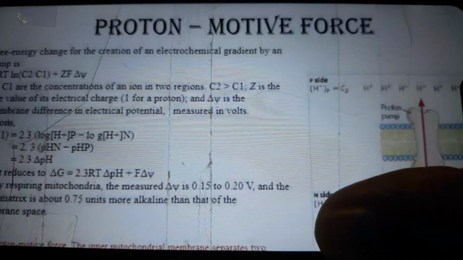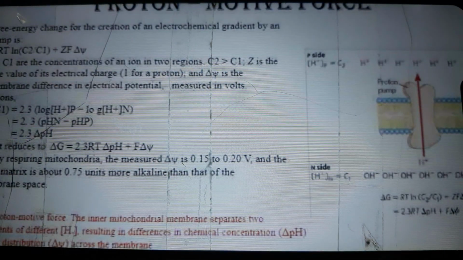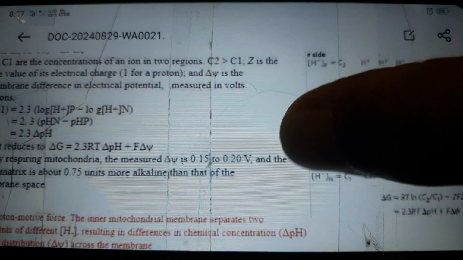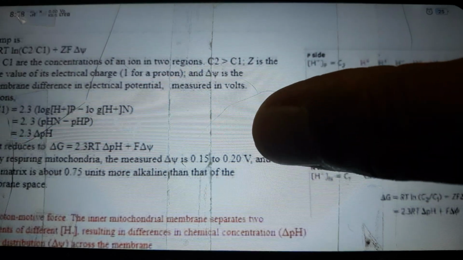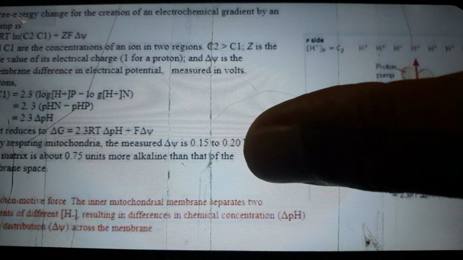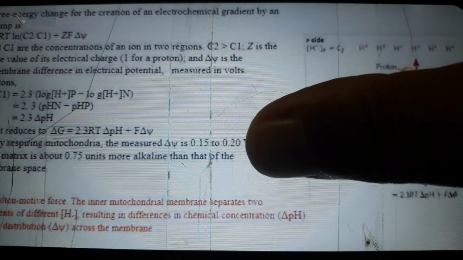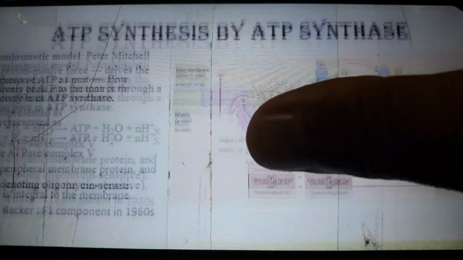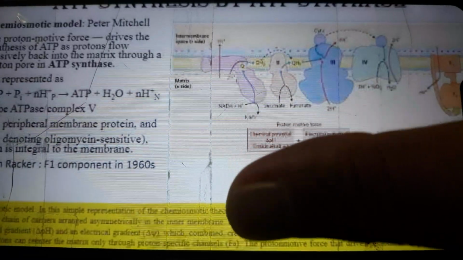Proton motive force. The free energy change for the creation of an electrochemical gradient by an ion is: delta G equals RT ln(C2/C1) plus Z F delta psi, where C1 and C2 are the concentrations of the ion in the two regions. Note these points. ATP synthesis by ATP synthase.